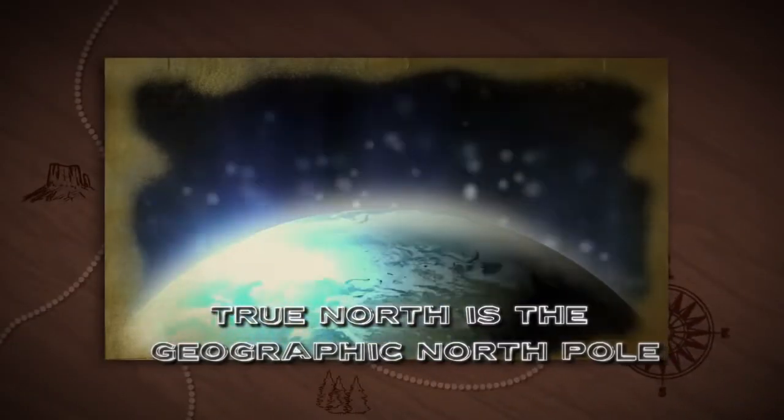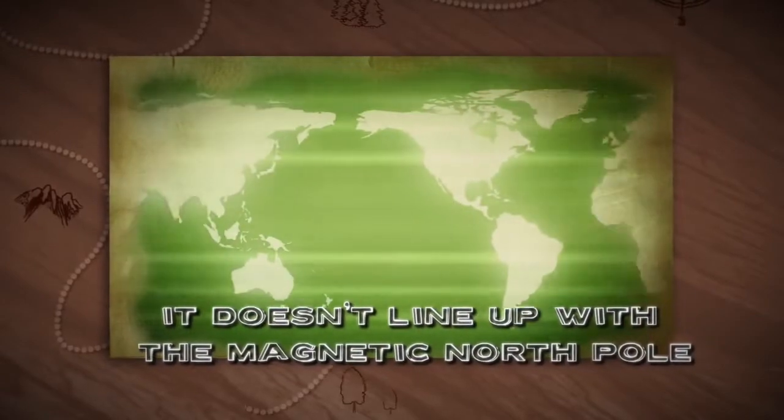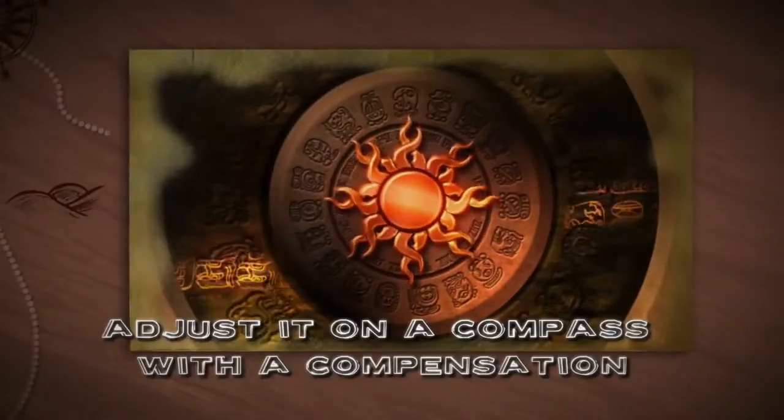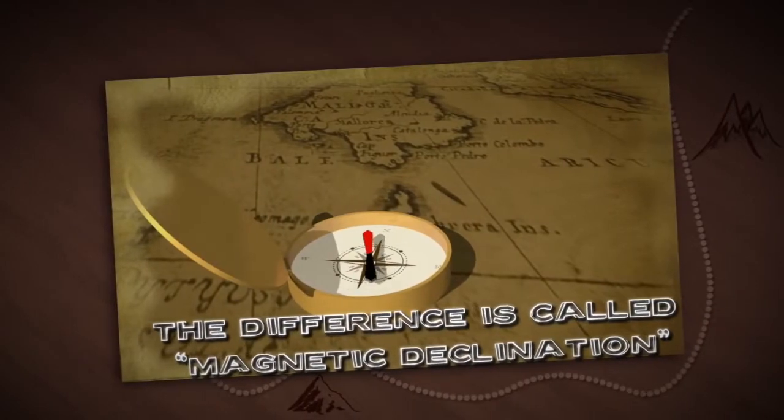True north is the geographic North Pole. It doesn't line up with the magnetic North Pole. Adjusted on a compass with a compensation. The difference is called magnetic declination.